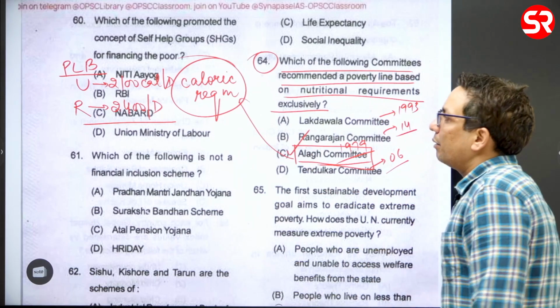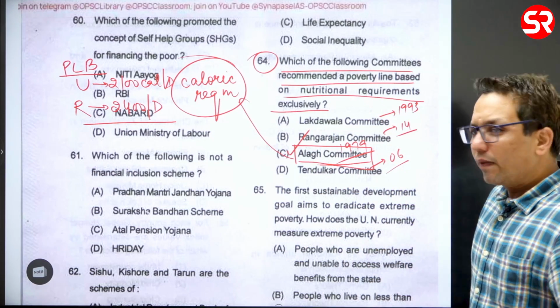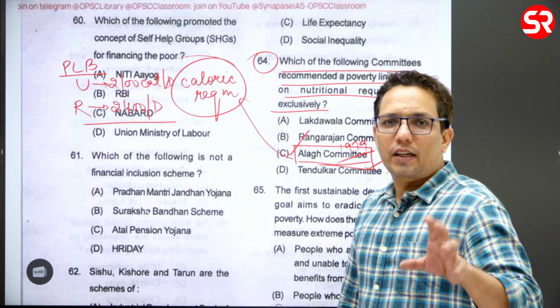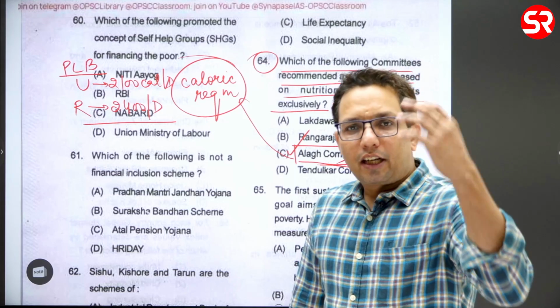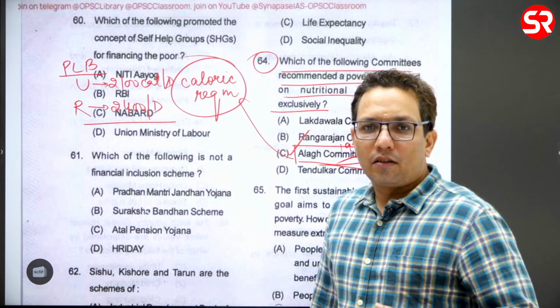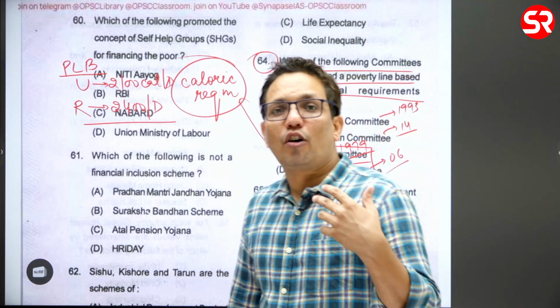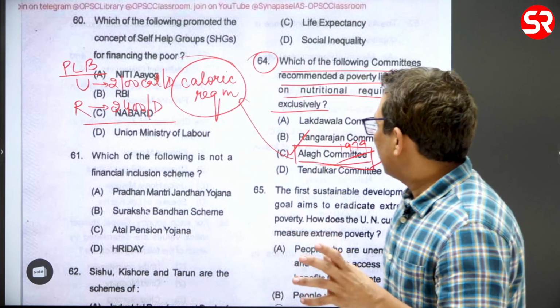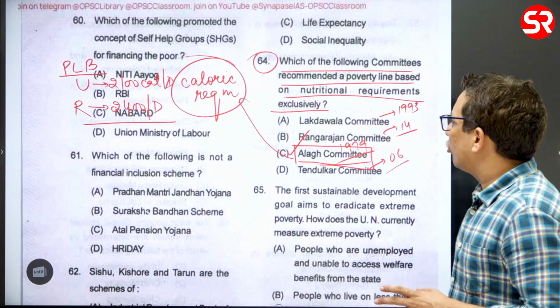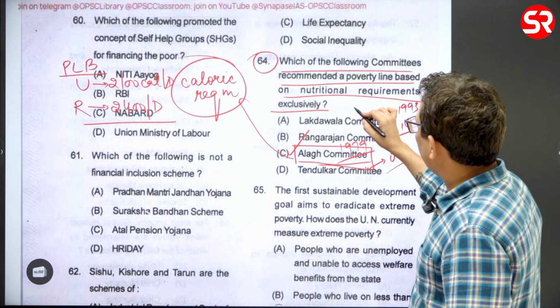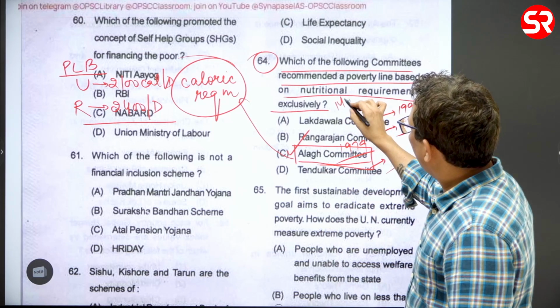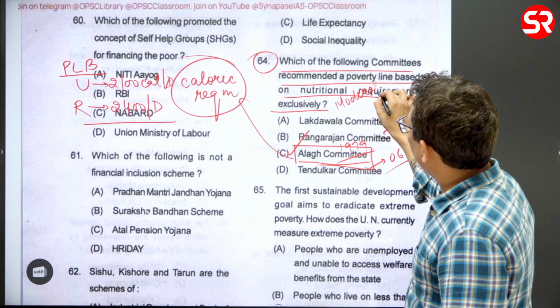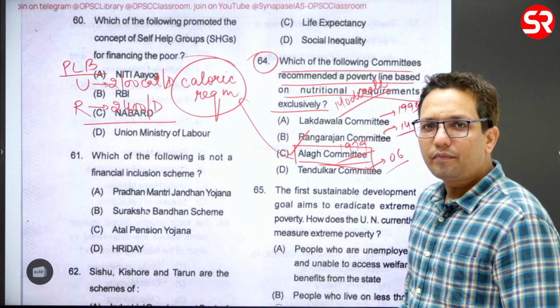by Alag committee. If someone had gone through the concept of poverty line, the recommendations of all expert committees on poverty line in India, then that student would be able to answer this question. I would say this question was of moderate level difficulty. All right. Next question.